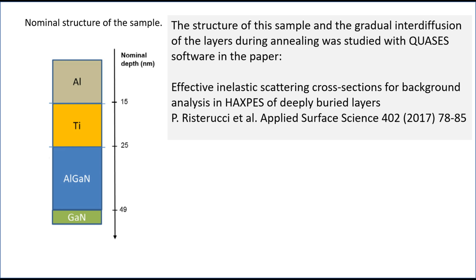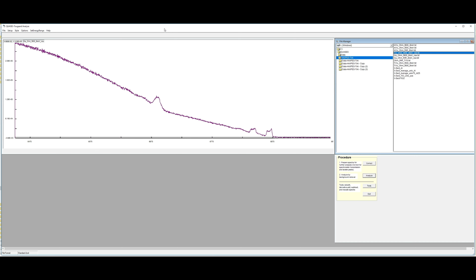The XPS electrons from titanium pass through the overlayer of aluminum, and the cross sections for aluminum and titanium are very different. And therefore, as we shall see shortly, this requires a careful choice of the cross section for an accurate analysis. So we load the spectrum.